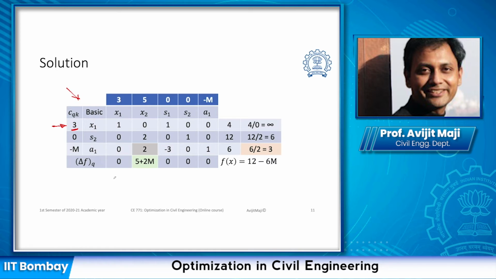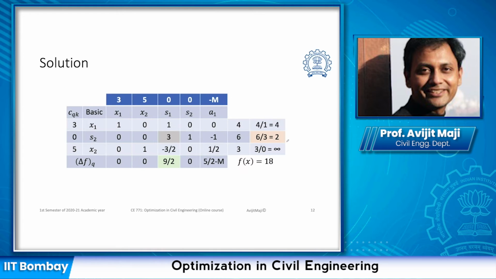After doing that, we estimate the del fq, and when we do that, we find the non-basic variable x2 has the highest del fq value. So we are going to bring in x2 in the basic variable. For that, we need to find out current basic variable which is going to leave, and when we do the ratio, we find that a1 has the least ratio, so a1 is going to leave, and if a1 is leaving, then we can rewrite our tableau as shown here.